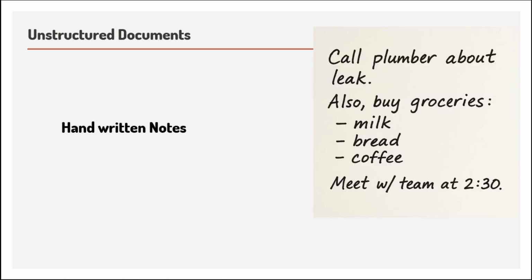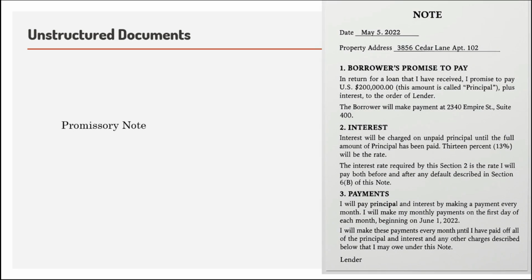Now, handwritten notes. There are no key value pairs here. He has to buy groceries, but which ones? So the list of groceries: milk, bread, coffee. What time? So time is this. Call which person? Plumber. What is the issue? Is a leak, right? So this is an unstructured document.